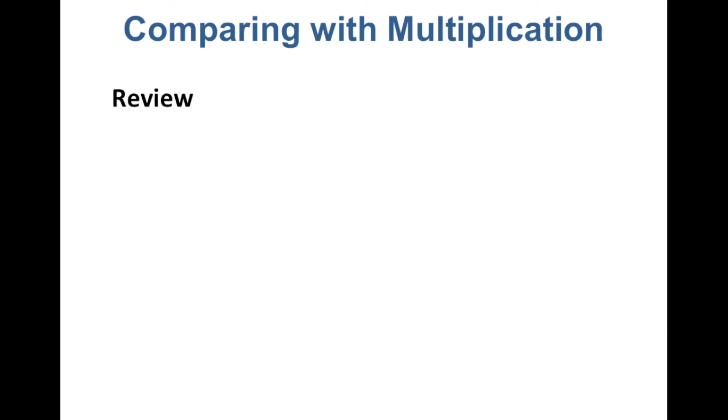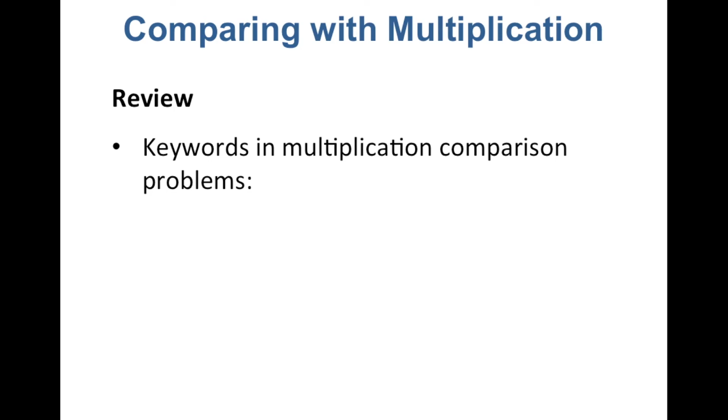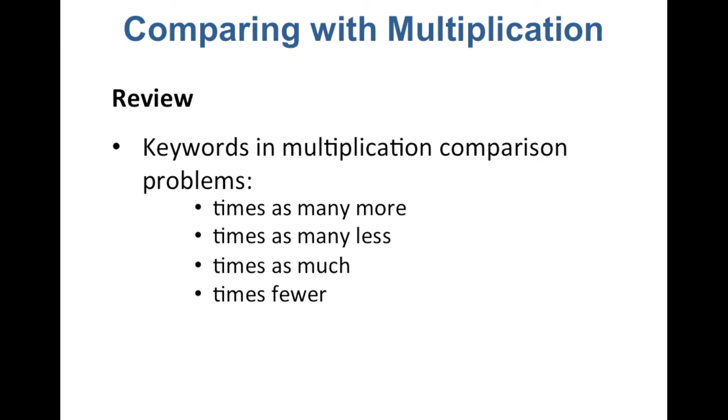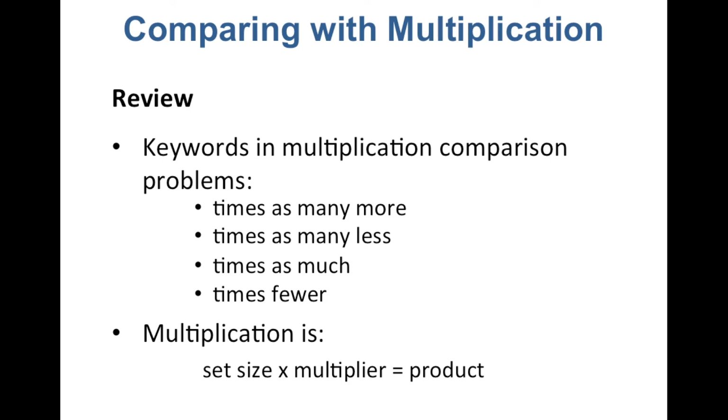So let's review. The key words that you might see in a multiplication comparison word problem might be something is so many times as many more or times as many less. One thing is so many times as much or times fewer than something else. You're comparing the size of those sets. Multiplication problems can be considered as set size, one size of a set times a multiplier, so you have so many sets of something, and that equals your product.